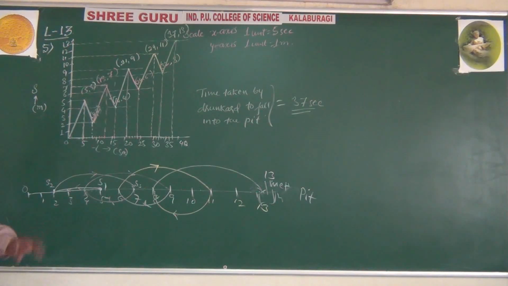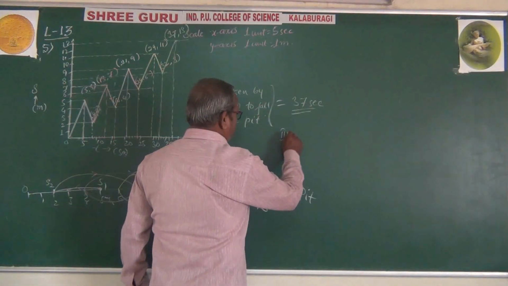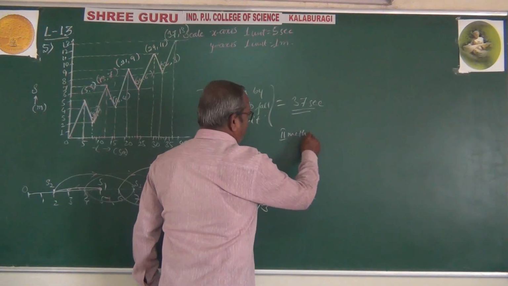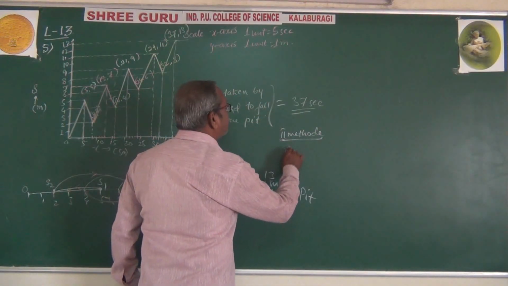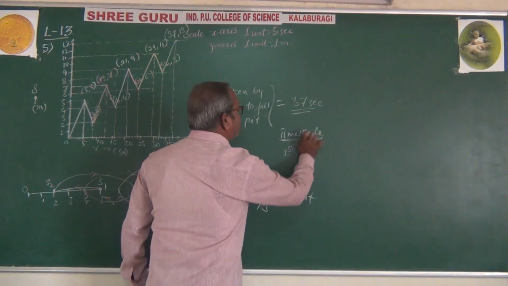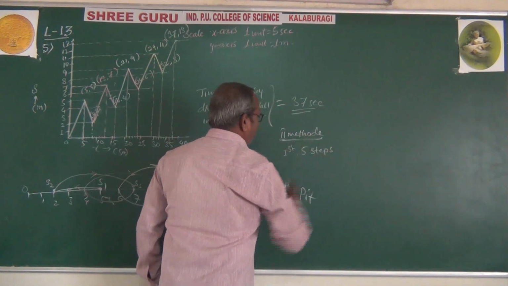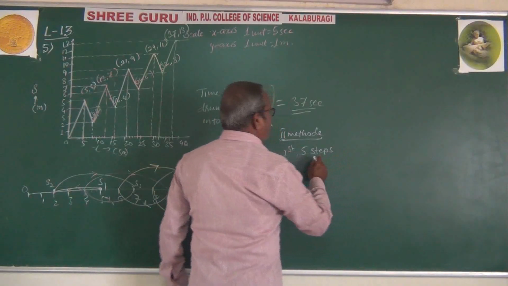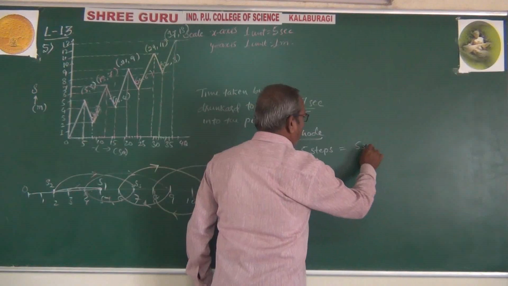Better to try to understand by the graphical method. Here is another method, the calculation method, the second method. If you want, I will tell you here: for the first 5 steps, 5 steps equal how much time will he take? He will take 5 seconds.